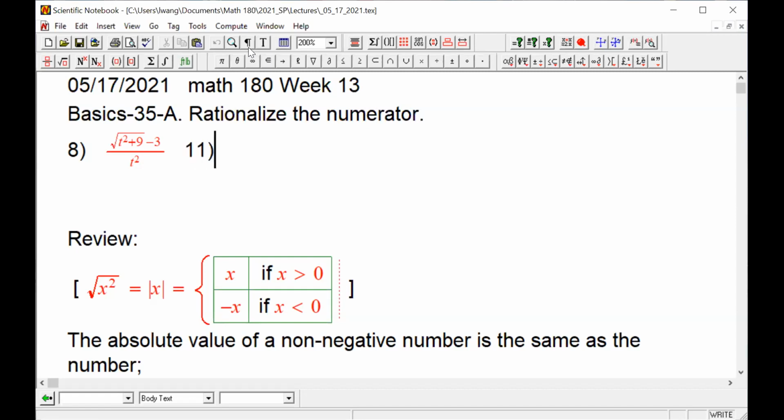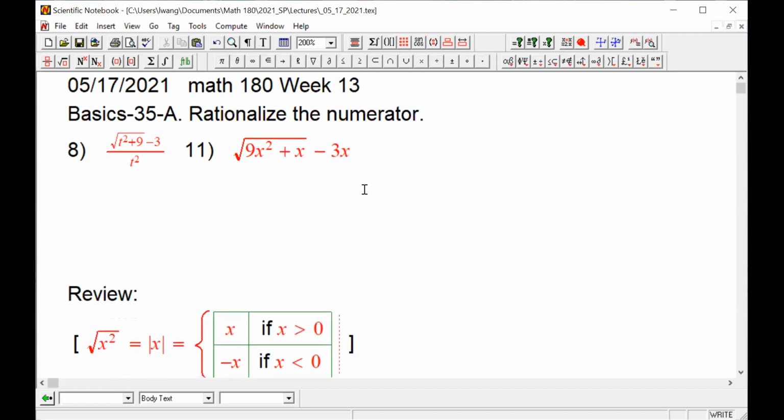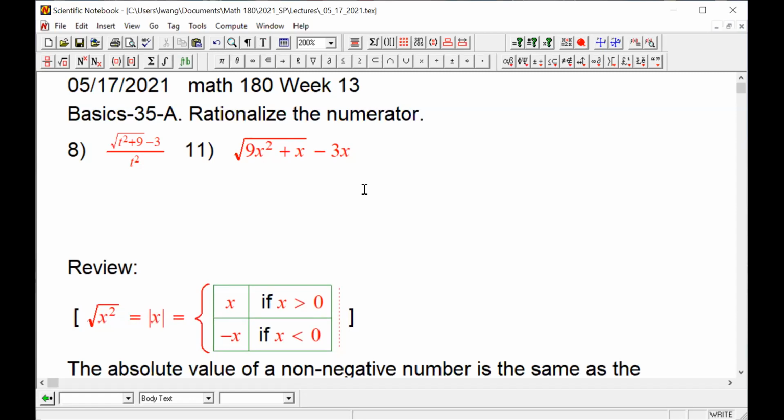Maybe you want to do 11 as well. Number 8, number 11, they're all from your calculus textbook. Nothing really has changed from one edition to another. The author might have changed the numbers here and there, but the essentials of those questions have not changed. Some of the numbers have changed, but not the essential techniques.